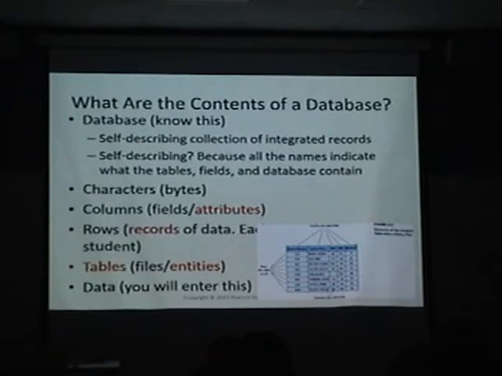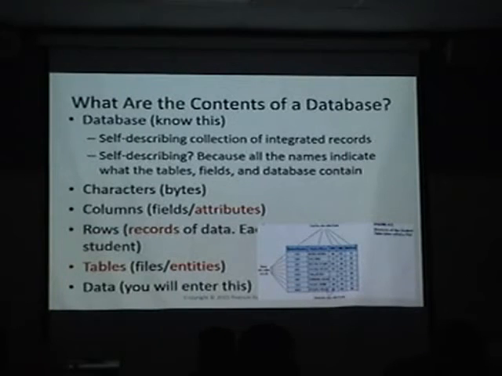So, what are databases made of? The actual data. The data in the tables. Of course, it all comes down to characters, which are bytes. We knew that from the previous chapter. And each column in the table is called a field, right? A column is a field. When we're drawing it, it's called an attribute. But when it's actually in Access, it's called a field.